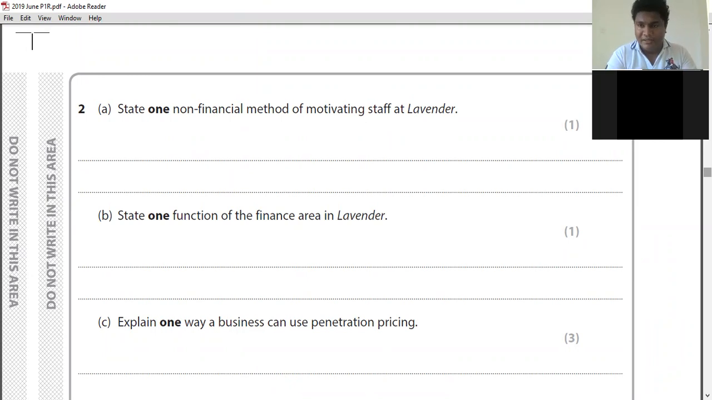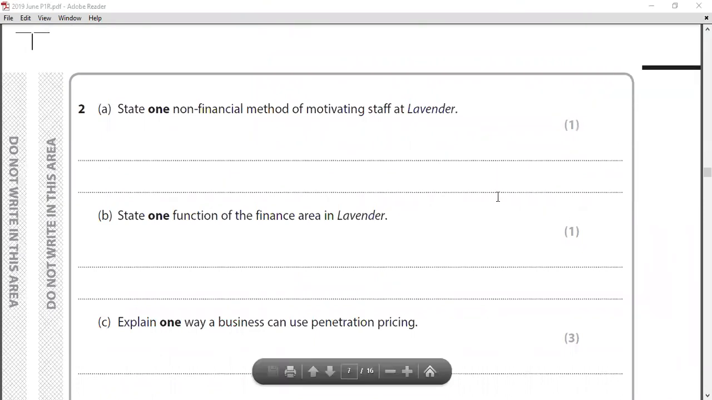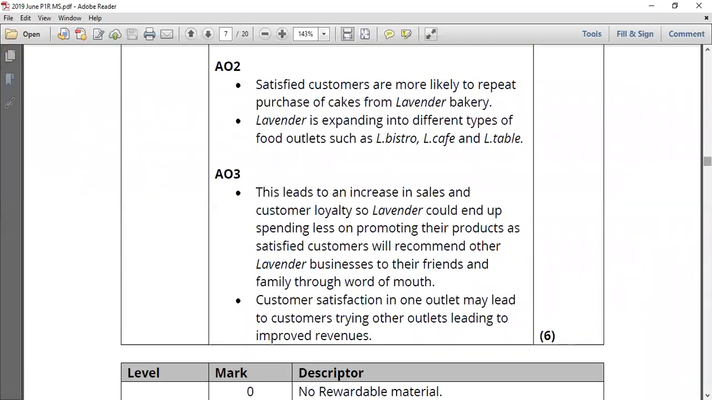Non-financial method: there are financial ways you can motivate, and non-financial ways also. So what kind of things can you do in this case? Non-financial, you can see perks, job enrichment, job enlargement, job rotation. These are non-financial methods of motivation. You can move the staff into different restaurants, like 1 week in El Bistro, 1 week in El Cafe and 1 week in El Table, like that.